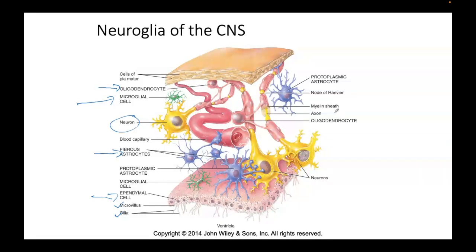Here is an axon. We have myelin sheath protecting it. There's the node of Ranvier. We have oligodendrocyte, and here's another astrocyte, and here's some more neurons.